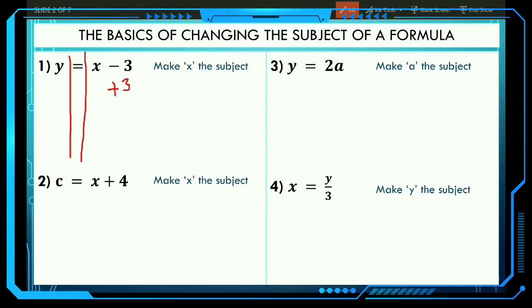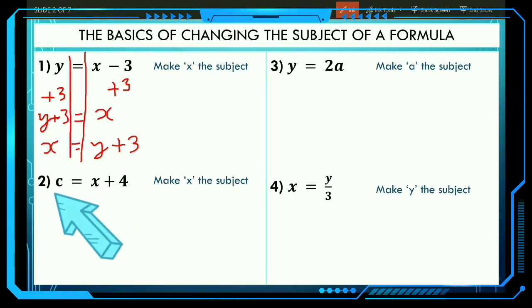Now whatever I do to one side, I have to do to the other side. So if I've added 3 on this side, I need to also add 3 on this side. And then I need to write down what I have left. Starting from the left hand side, y plus 3 equals x. So now you can see that we have rearranged our formula successfully, and we've changed the subject to x equals y plus 3. Even though it says y plus 3 equals x, it doesn't matter which way around it is, it's exactly the same thing. So I could also write x equals y plus 3, and it's exactly the same thing.